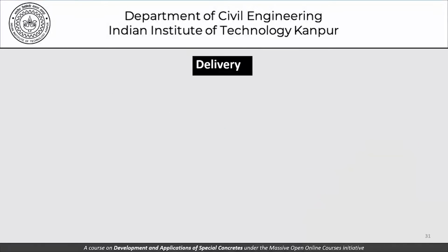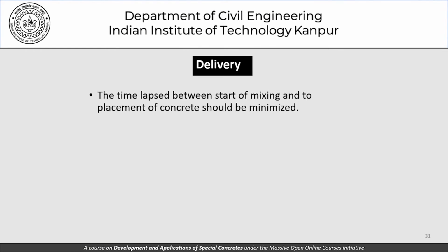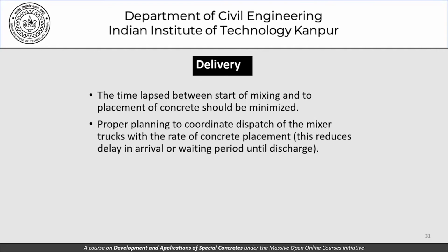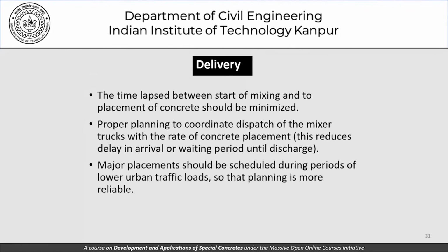When it comes to delivery, the time lapse between the start of mixing and the placement of concrete should be minimized. Proper planning to coordinate the dispatch of mixer trucks with the rate of concrete placement reduces the delay in arriving or waiting period until discharge. Major placements should be scheduled during the periods of low urban traffic so that planning is more reliable. The bottom line being, we need to place the concrete as soon as it is delivered to site. It's not a good idea to keep it rotating in a mixer, waiting for it to be placed.